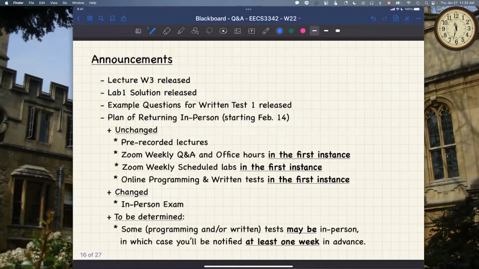Right, so the announcements, quite a bit today. Many things are happening here. Number one is that lecture week number 3 has been released. Week number 3 is when we actually start applying the math that we reviewed in the first 2 weeks into some application domain. Specifically, we'll talk about reactive systems.